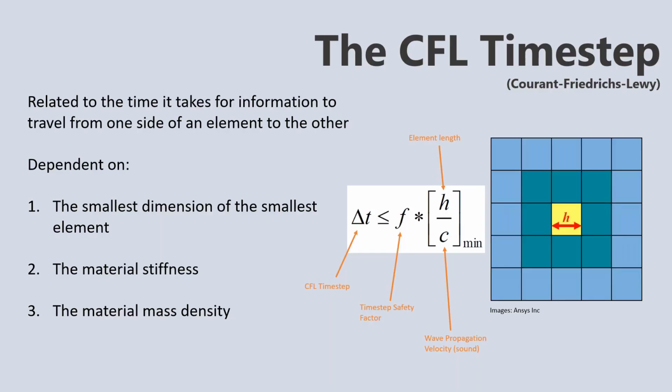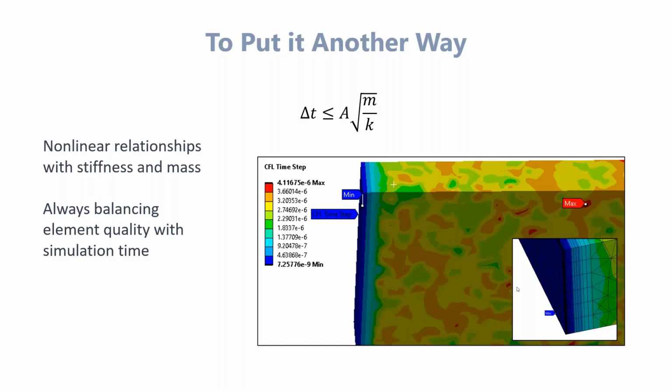Starting with the CFL time step. Now, the CFL time step is really a measure of how quickly information can travel across an element. So for a structural element, that's going to be directly related to the speed of sound within that element. It's also going to be related to the dimensions of that element. So the shorter an element, the shorter the time step.